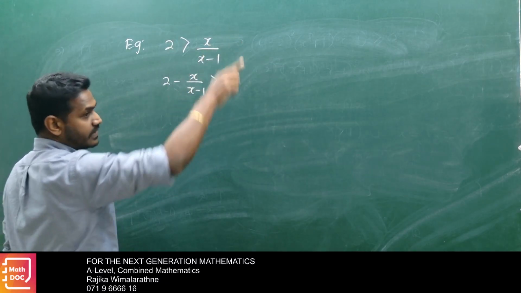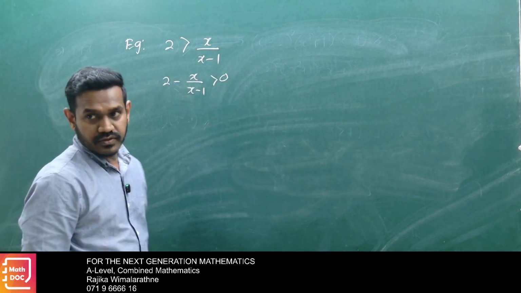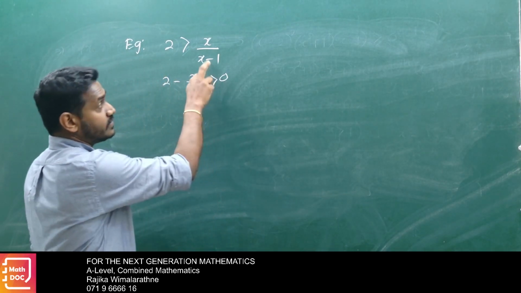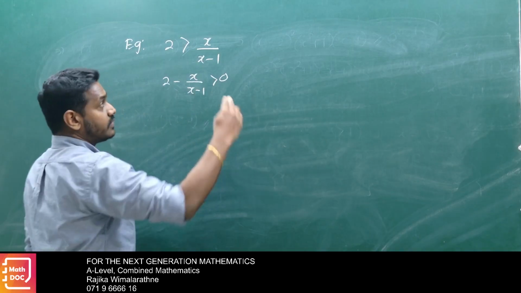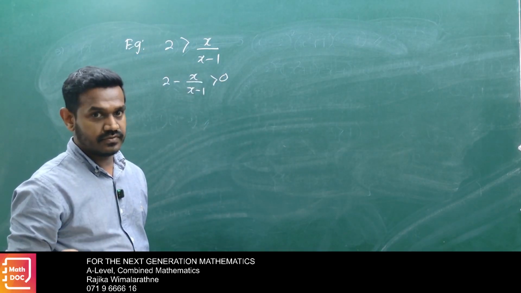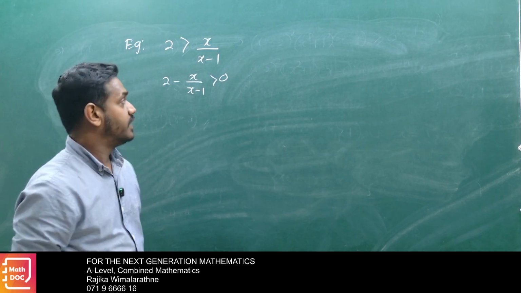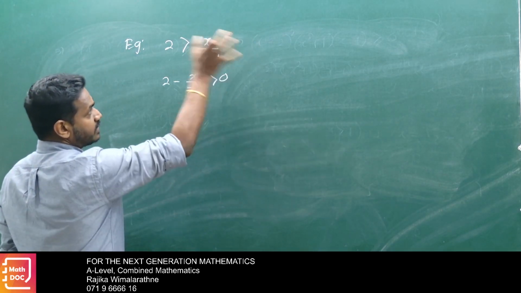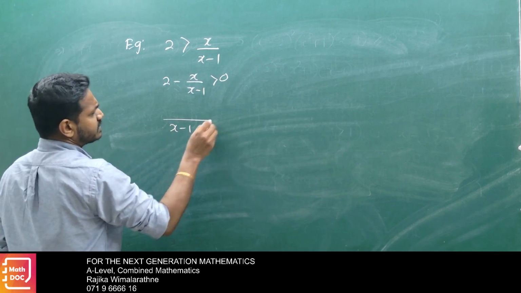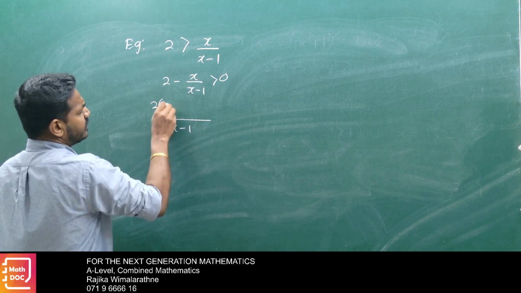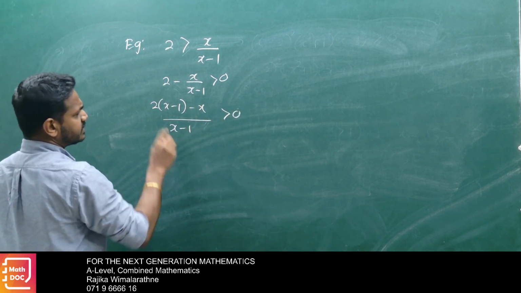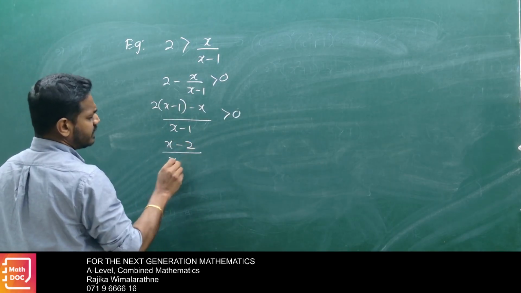Don't cross multiply. For equalities you can cross multiply, but here we don't know the sign, so we can't cross multiply. That is very important: for equalities we can, but for inequalities we can't. Take it to the other side and get a common denominator: 2 times (x minus 1) minus x, so 2x minus x minus 2, over x minus 1 greater than 0.